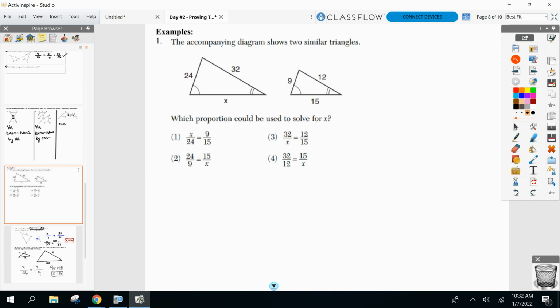The 2 triangles are similar. Only one proportion is correct to solve for X. Which one is it? Number 1. Some numbers are in the wrong place. Some things don't match up. Other different ways to do a proportion.